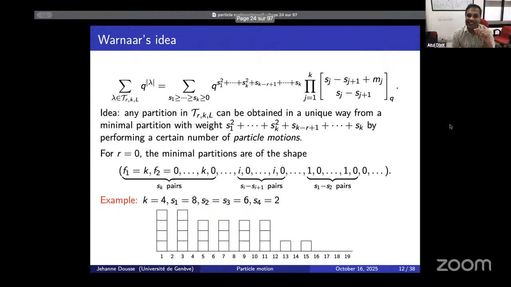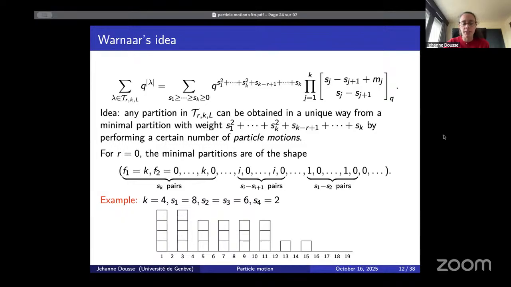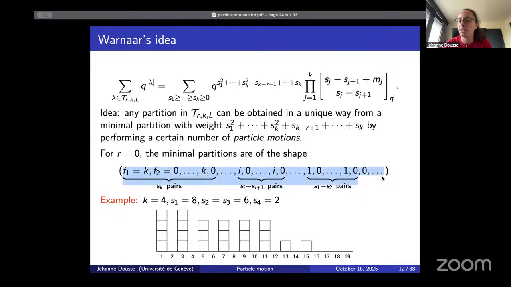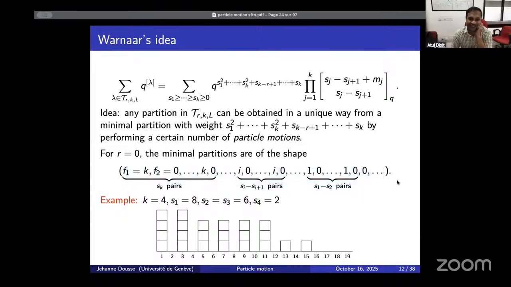Jehanne? Yes? What's the definition of a minimal partition again? Sorry, I may have missed it. So far the definition of the minimal partition is just this. It will be the smallest partition that has this size and satisfies the conditions from the Andrews-Gordon partitions. Okay, so here, in that case, this is for r equals 0, the definition is here. And when r is not 0, it's a tiny bit more complicated, but similar. Okay. Yeah, thank you.